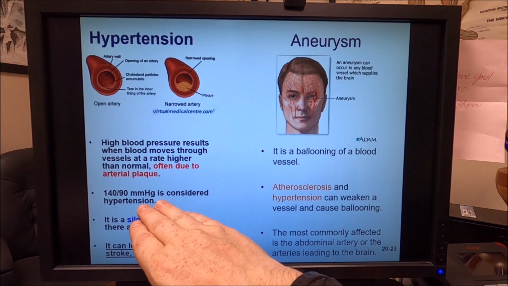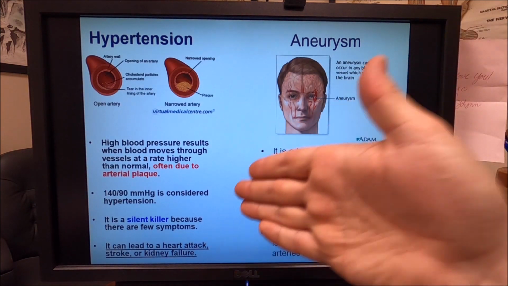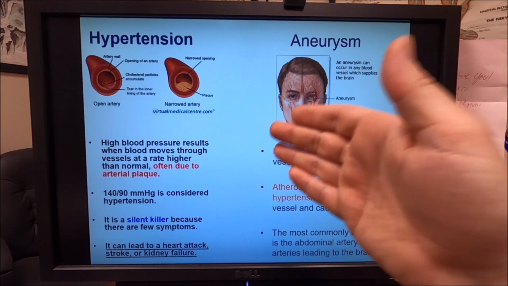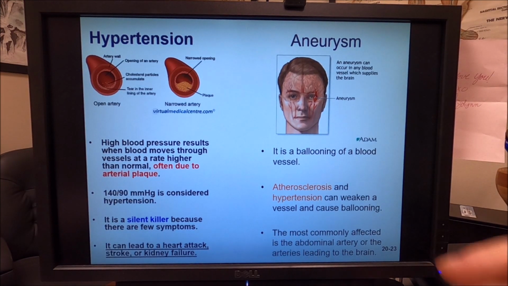Anything over 140/90 is going to be considered high blood pressure, and it is indeed considered a silent killer. You just don't notice it until you end up with a heart attack or a stroke or a kidney failure or what have you. You got to manage this. It's very easy to manage. We have medications that knock it right on out. You just got to keep an eye on it and actually get taken care of.